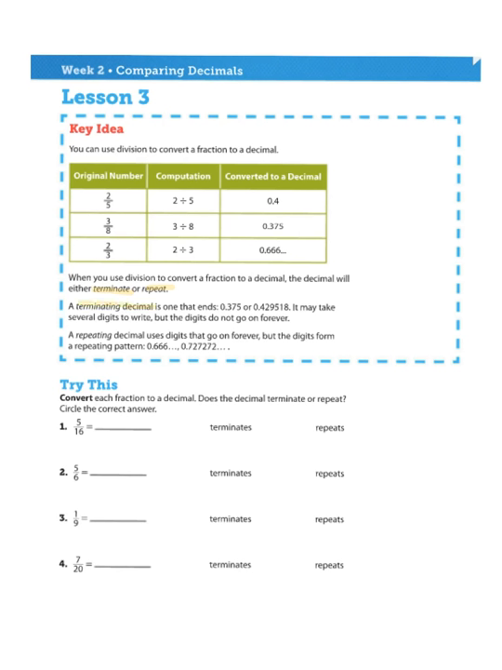A terminating decimal is one that ends. So 0.375 or 0.429518. It may take several digits to write, but the digits do not go on forever. So it's a decimal that, we're just going to say, like they said, ends.